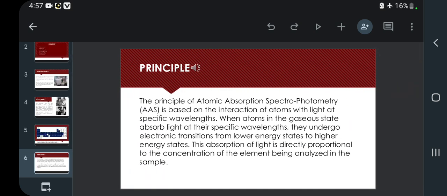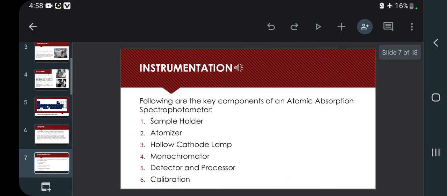So what's the principle of that method? The principle of atomic absorption spectrophotometry: AAS is based on the interaction of atoms with light at the specific wavelength. When atoms in the gaseous state absorb light at this specific wavelength, they undergo electronic transition from low energy state to high energy state. This absorption of light is directly proportional to the concentration of the element being analyzed in the sample.